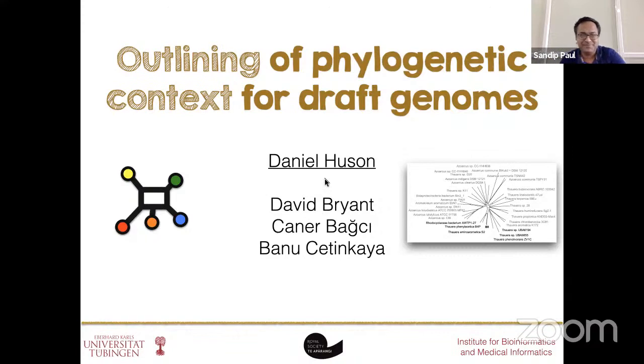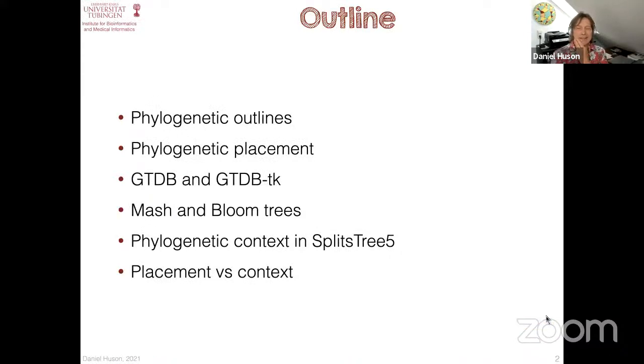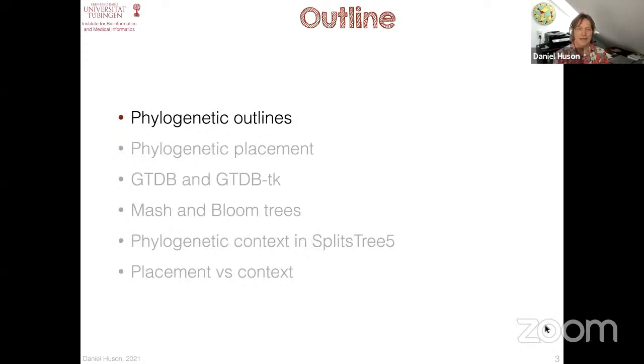Okay, thank you very much for the kind invitation. It's a great honor to give this presentation. I'm going to talk about phylogenetic context and phylogenetic outlines. This is joint work with Dave Bryant, who's at Otago University in New Zealand, with a PhD student, Jana, here in Tübingen, and another student, Banu, who's in Turkey. So here's the outline of the presentation. Each chapter is a standalone chapter, but hopefully it will all come together towards the end of the talk. I'm going to talk about a number of different threads and hopefully bring them all together in a meaningful way.